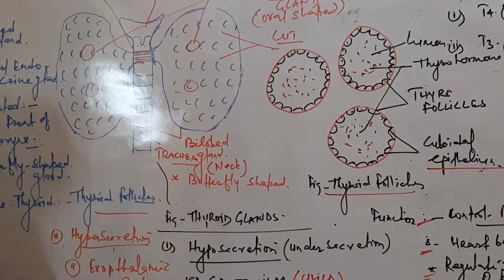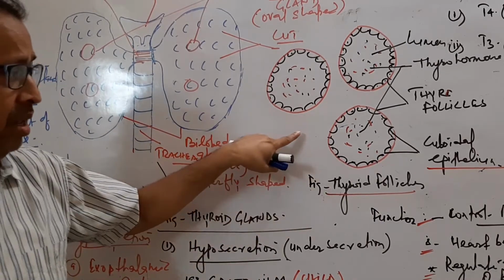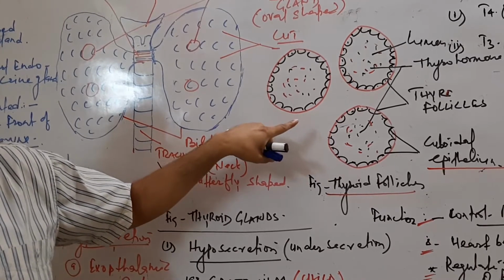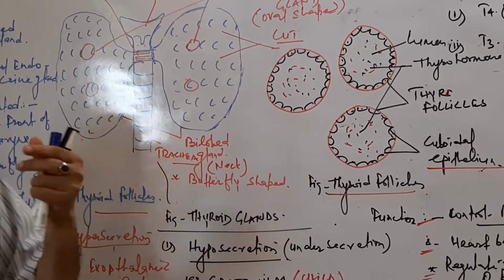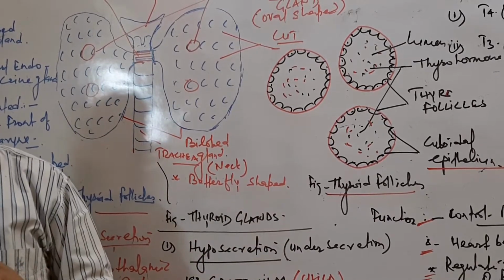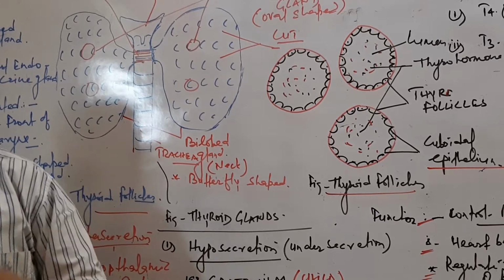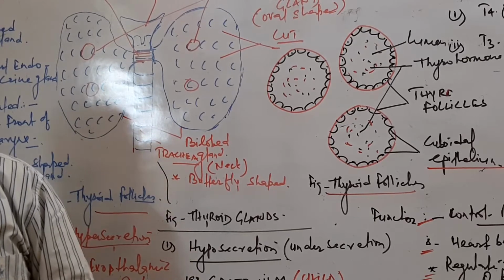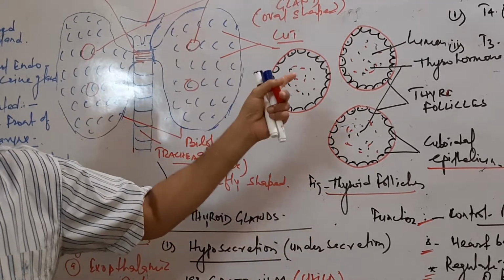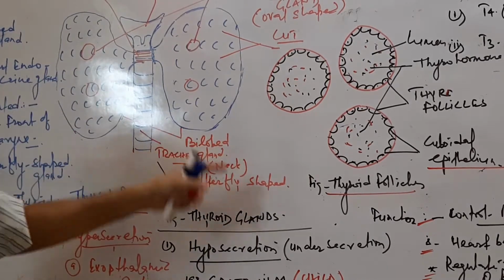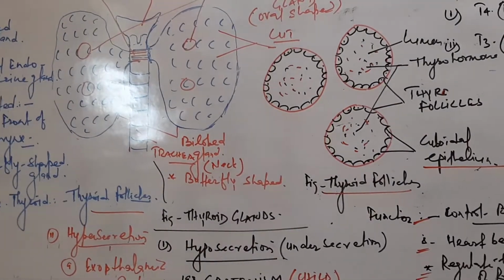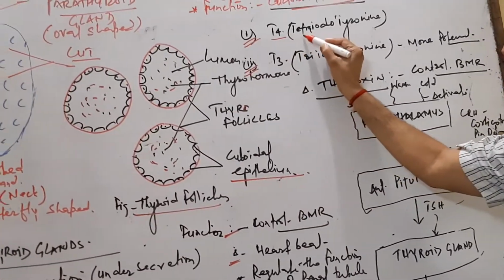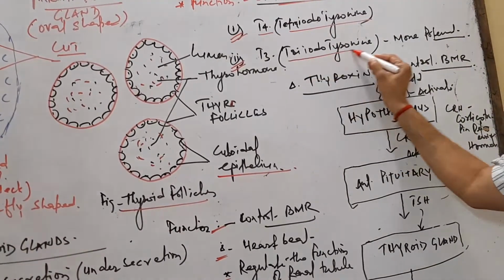The main function of thyroxine is to control the BMR, the basal metabolic rate. Basal metabolic rate is the metabolic rate during the resting condition. Whatever internal functioning and metabolism occurs is controlled by the BMR, and the BMR is controlled by thyroxine. Here are the two hormones: first is T4, tetraiodothyronine, and second is triiodothyronine.